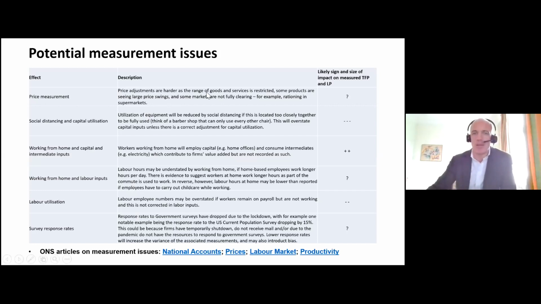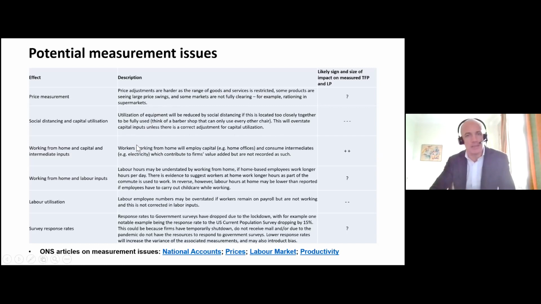So we think it's going to be harder to measure prices because of the range of goods and services being restricted. There's also rationing in some markets, and it's a debating point whether this should be thought of as a price change. We think that capital utilization will be strongly negative, and so there may be an overstatement of capital inputs unless there's a correct adjustment for capital utilization.